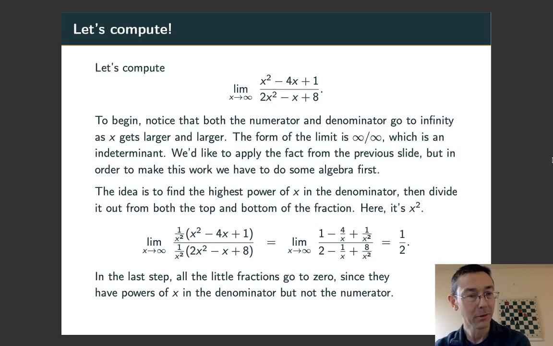Now things get simpler because of what we had on the previous slide. 4 over x is going to 0. The denominator is going to infinity, the numerator is not. 1 over x squared goes to 0, same reason. 1 over x goes to 0, and 8 over x squared goes to 0. Everything is going to 0 here except the 1 in the numerator and the 2 in the denominator. Overall, the answer is 1/2.